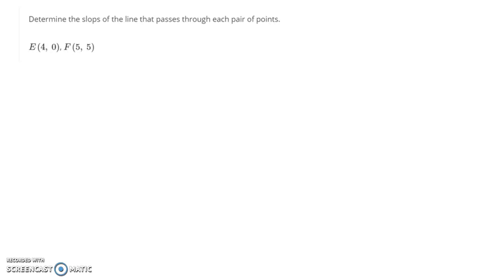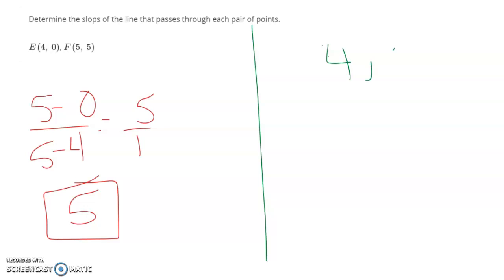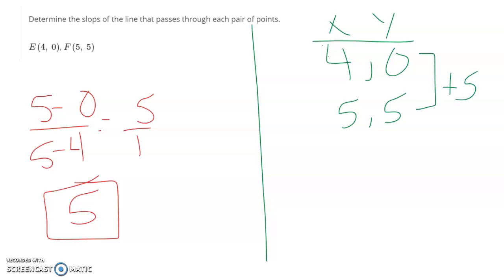By formula, it's y2 minus y1 over x2 minus x1. So it will be 5 minus 0 over 5 minus 4, which is 5 over 1, which is 5. By stacked tables, it is 4, 0, 5, 5. Here's my x's, here's my y's. Adding 5, adding 1. 5 over 1 is still 5.